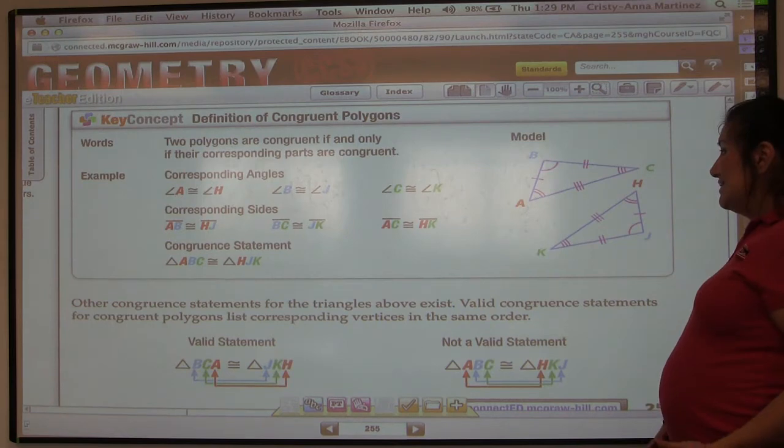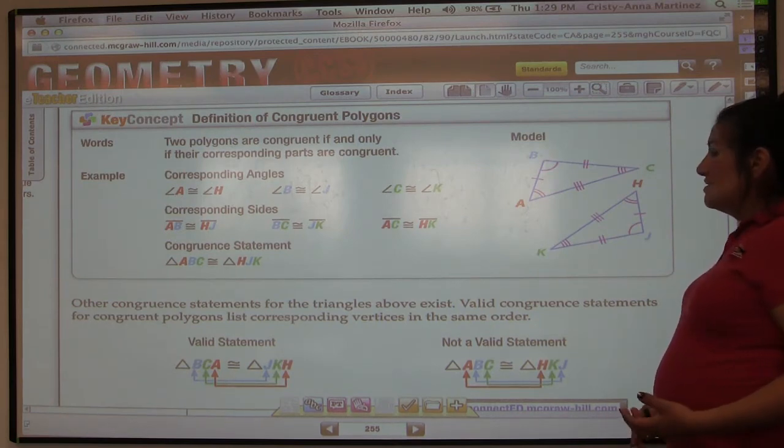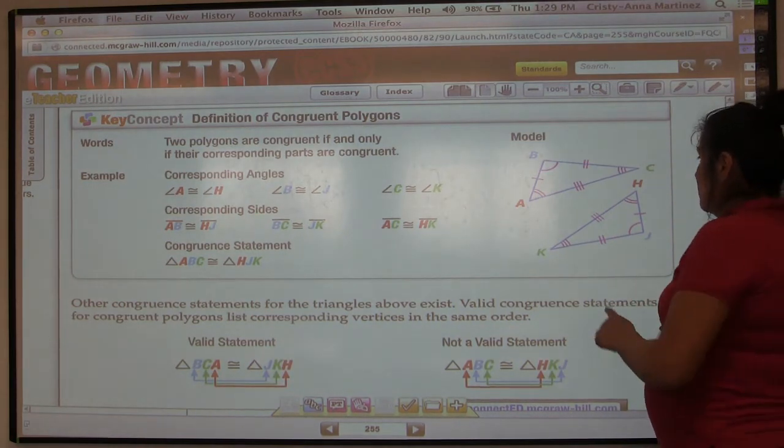And then we have corresponding sides. Again, with the sides, we use these little tick marks, these little dashes, if you will.